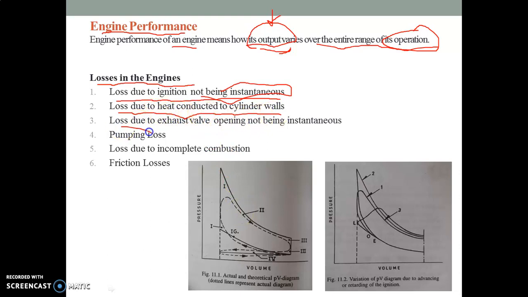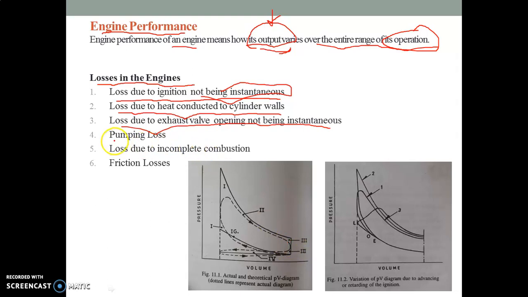The next loss is due to the exhaust valve opening not being instantaneous. In an actual engine, it takes a definite time for the exhaust valve to open and let out the exhaust gases, unlike the theoretical air cycle where the exhaust is assumed to occur instantaneously at constant volume. The power loss is represented by the area 3, this area in diagram number 1.